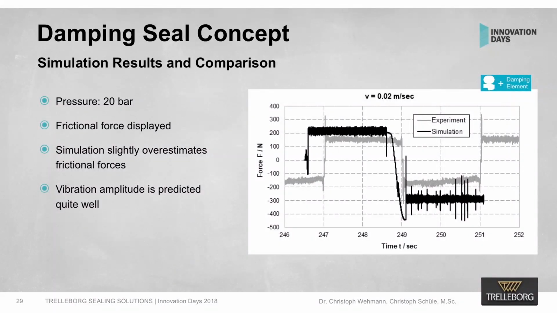And when we now go to the simulation, it looks like this. In black, we see the simulation. In gray, we see the damping seal concept experiment. Again, for the most critical speed, 0.02 meter per second. And you see, we are a little bit overestimating the average force here, but the force amplitude, so the vibrations in the end, and that's what is important, is quite good. It's more or less the same amplitude here.